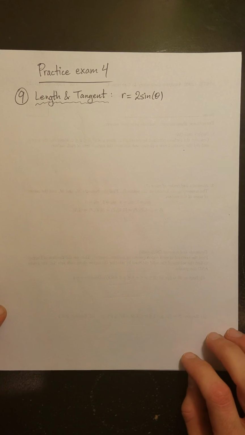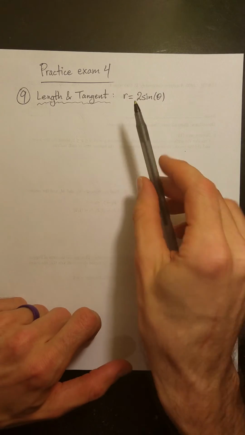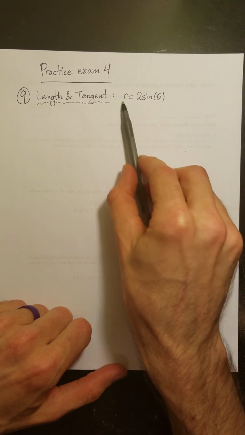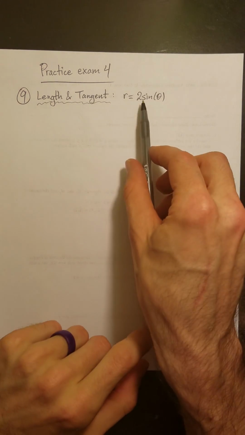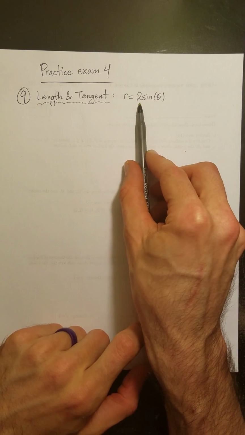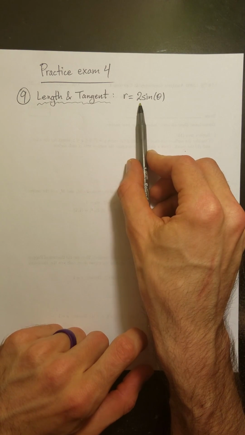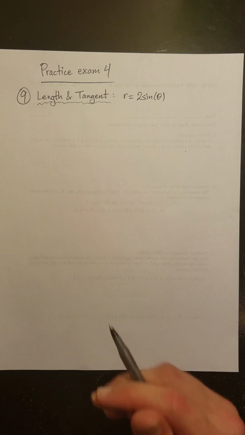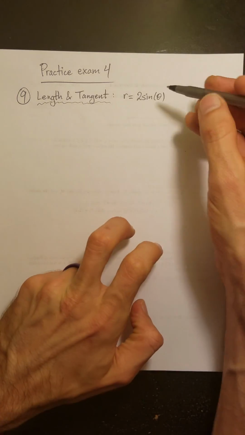All right, we have arrived. The last problem of practice exam 4. We want to find the length and the slope of the tangent at each point to this polar curve r equals 2 sine theta. We saw earlier that this polar curve is in fact just a circle with diameter 2, so with radius 1. Either way, we're just going to go ahead and do the computations.